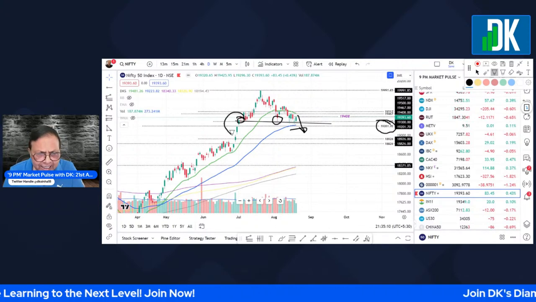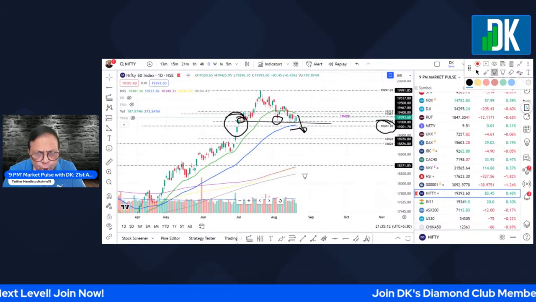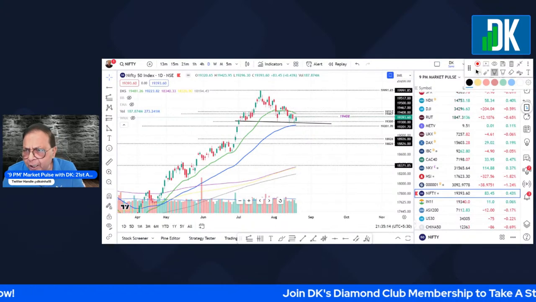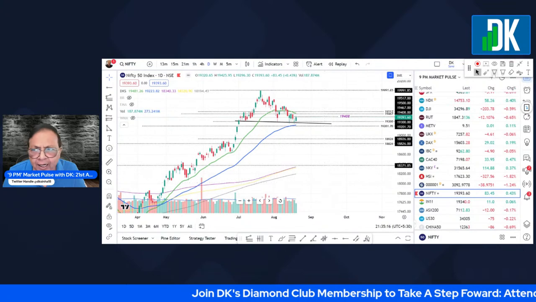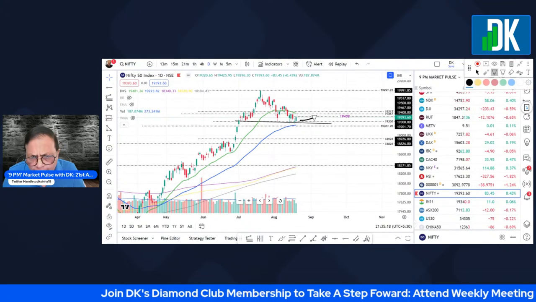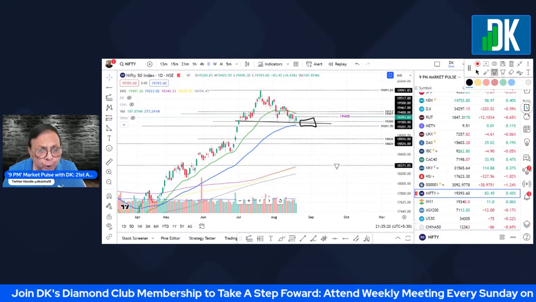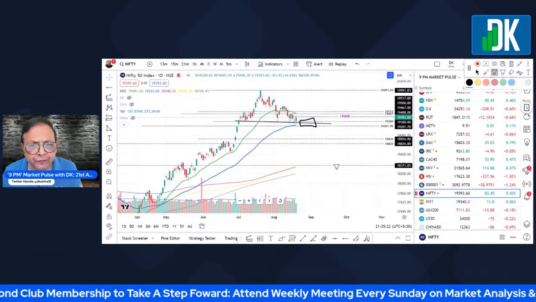19,207 is an existence of gap over here. So 19,201 to 19,300 is likely to act as a good demand area, because there is an intervention of EMA 55.